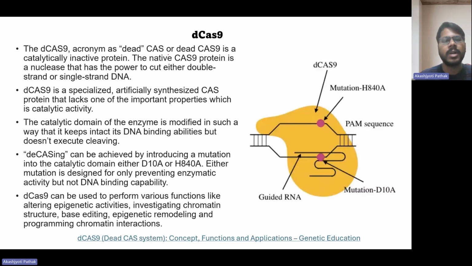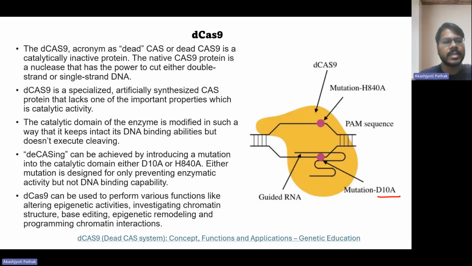Then there is another concept called dCas9. dCas9 stands for dead Cas9 protein. This Cas9 protein has a mutation which prevents it from causing double-stranded breaks. It can go and bind to a particular sequence of the DNA, but it cannot cleave the DNA because of the mutations: one is the H840A mutation and another is the D10A mutation. So it is a catalytically inactive protein.